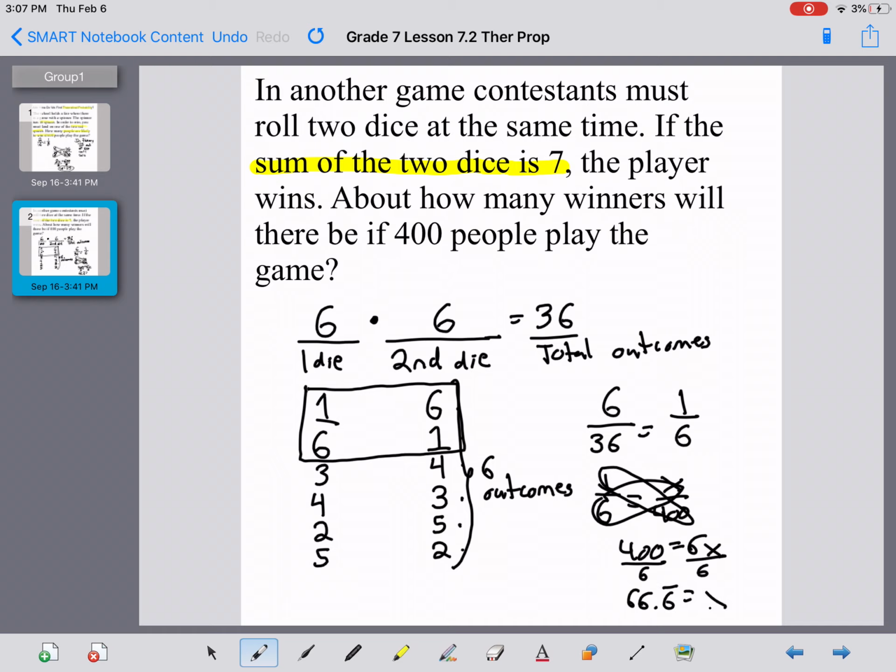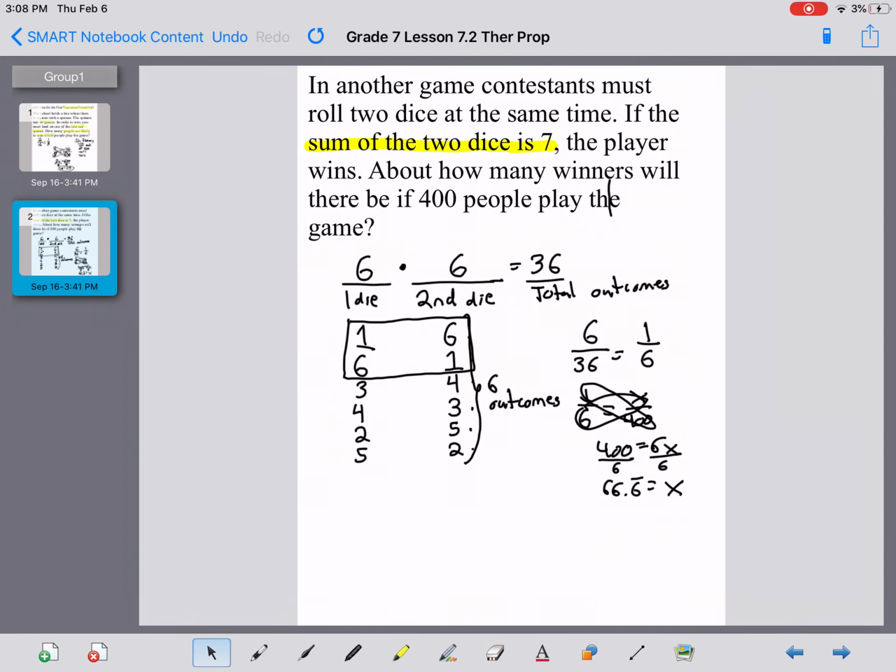66.6 repeating equals x. And we cannot have a decimal amount of people, so I need to make sure my answer is a whole number. So since I'm at 66.6, I did not make it up to that 67th person yet, so I can say that 66 people are likely to win.